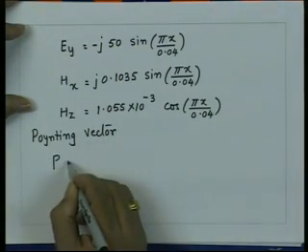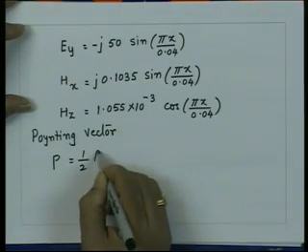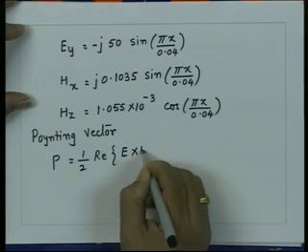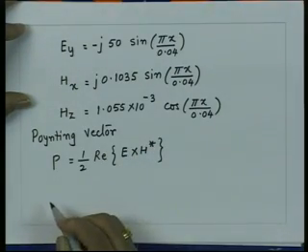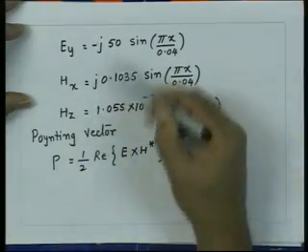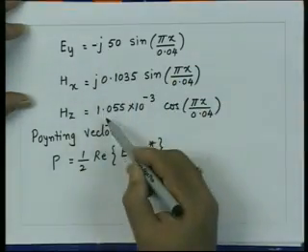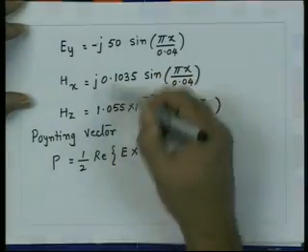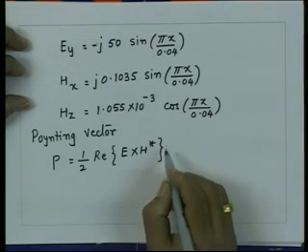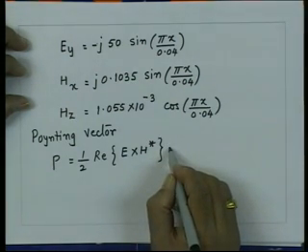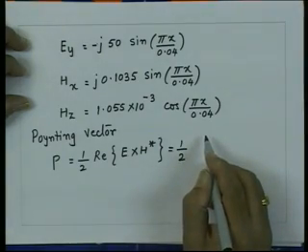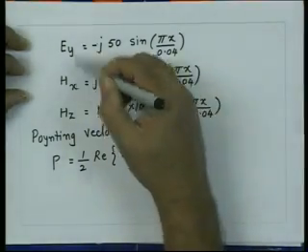So, we have got Poynting vector P, that is equal to half a real part of E cross H conjugate. So, this one H z and E y, they will not have any real part because this is having j, this does not have j. So, product of these two will give the power which will be imaginary. So, this essentially would be equal to half into E y into H x.